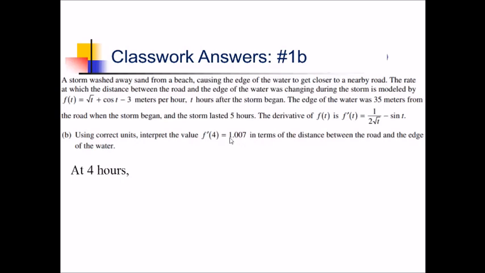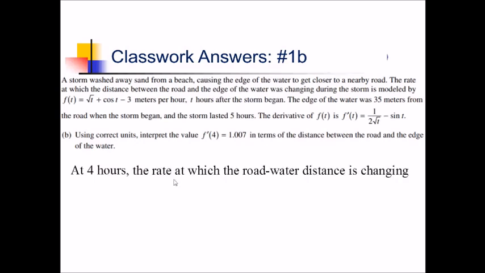So to say that this is 1.007, what we are saying is that the rate at which the road water distance is changing, which is given by f of t, this rate itself is increasing at a rate of 1.007. And what are the units on this? Well, f was in units of meters per hour. F prime, this is the change in this over each hour. So this is actually going to be meters per hour squared, or meters per hour per hour.